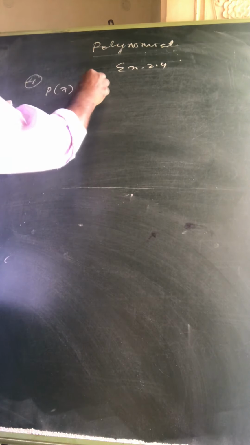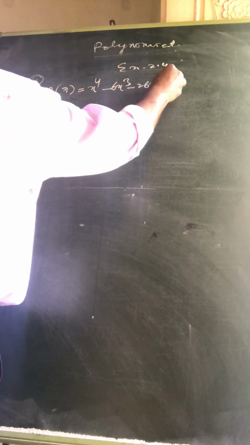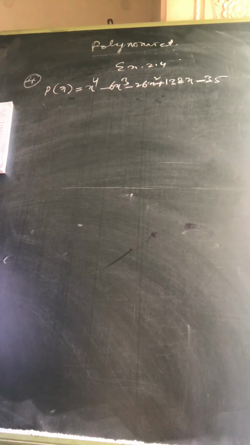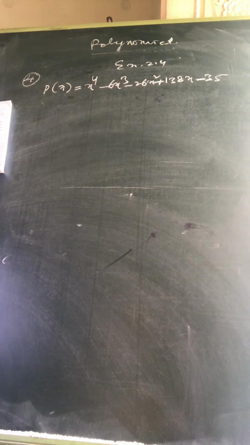If two zeros of this polynomial are 2 plus or minus root 3, the polynomial is x to the power of 4 minus 6x cube minus 26x square plus 138x minus 35. Once again, you can see this is a fourth degree polynomial.